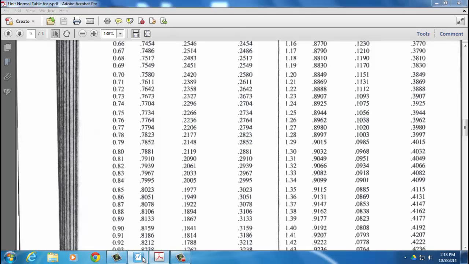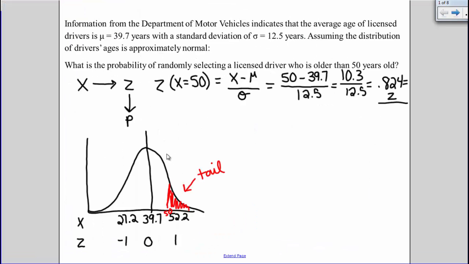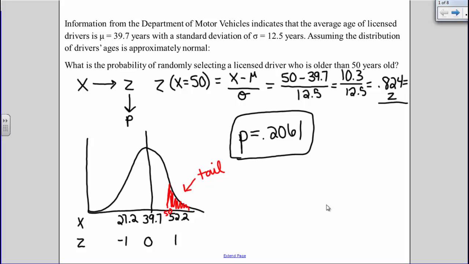So 0.2061 is the answer that we're looking for. So based on this, we could say that, if we take that 0.2061 and multiply it by 100, 20.61% of licensed drivers are older than 50.